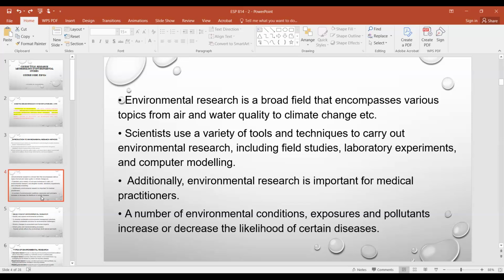So a number of environmental conditions or exposures, exposures to pollutants, increase or decrease the likelihood of certain diseases. So you can see that this environmental thing that we are talking about concerns everybody. Nobody can exonerate themselves.